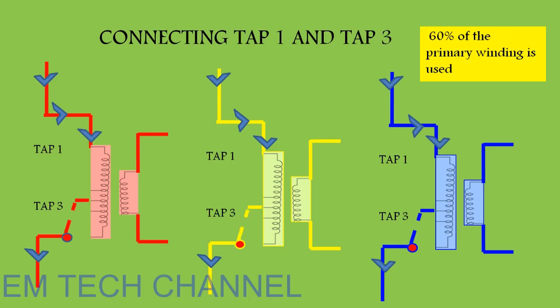In tap 3 you can see some more turns are included but not fully. In this case 60% of the primary winding is used, and when connected to tap 1 and tap 4 we can see still more tappings are included but not full, and in this case 70% of the primary winding is used. And when connecting tap 1 and tap 5 we can see 100% of the primary winding is used, and this is the highest voltage we can get from this tap changer.